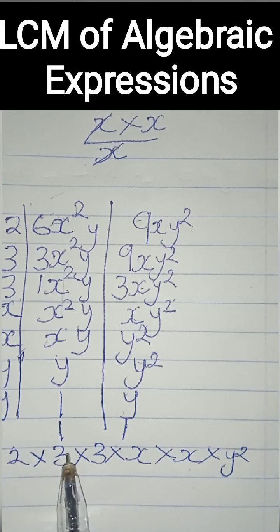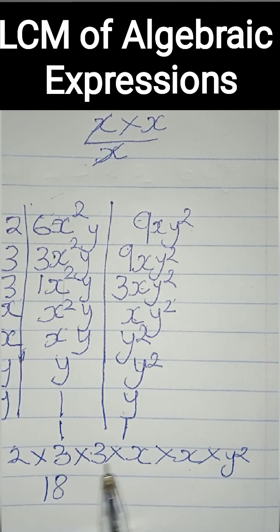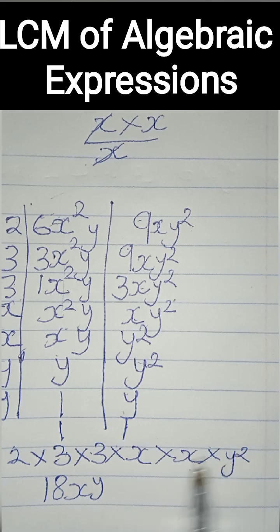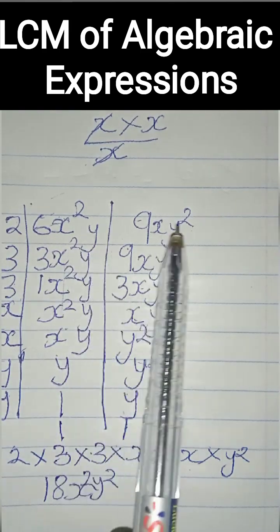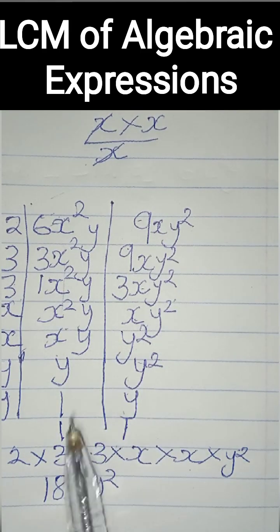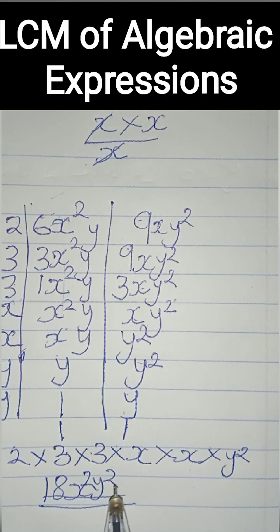So 2 times 3 is 6. 6 times 3 is 18. I have 18. x times x is x squared. And I have y squared because y times y is y squared. So the LCM of 6x squared y and 9xy squared is 18x squared y squared.